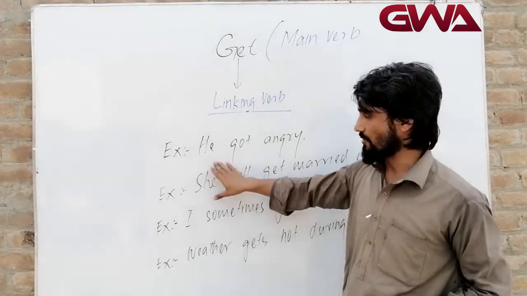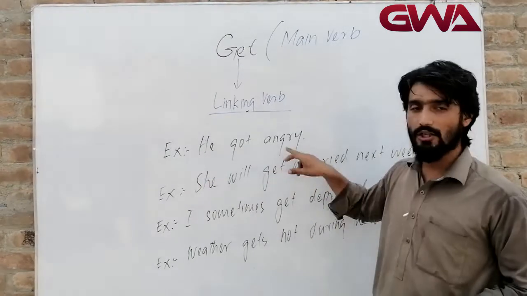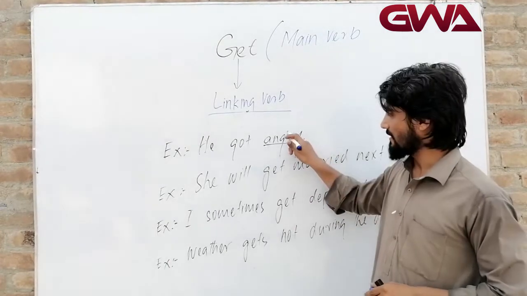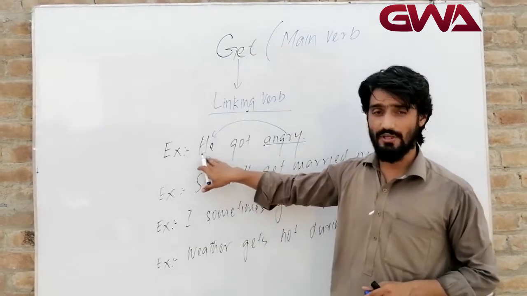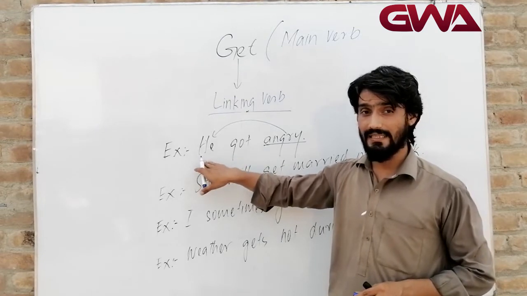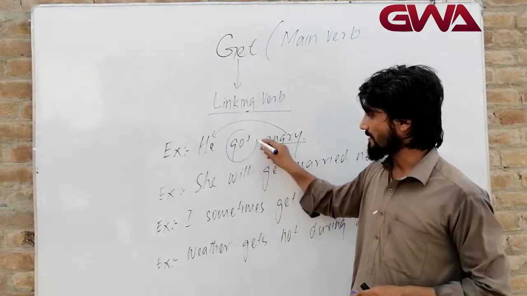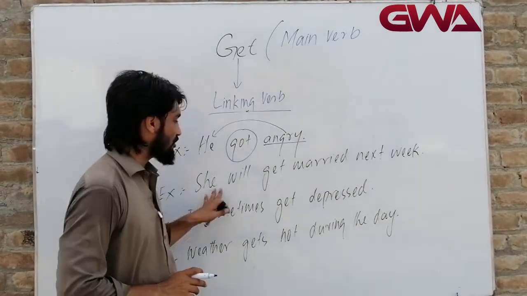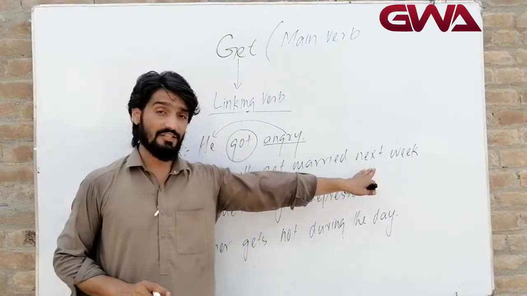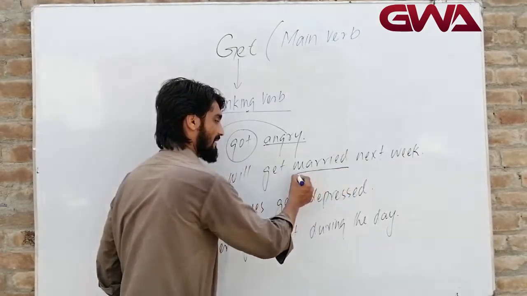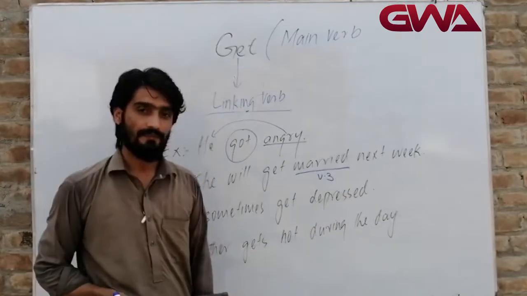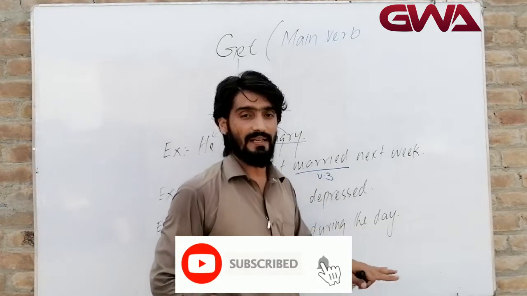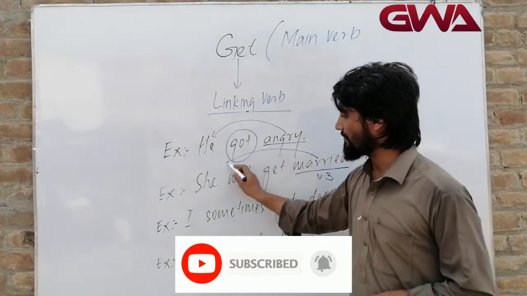These are the examples. Example number one, he got angry. Angry is an adjective. Angry talks about the subject. Who got angry? He, the subject. Here, got functions as a linking verb. She will get married next week. Now, married is a third form of a verb. It has a passive meaning. Who will get married? The subject, she.